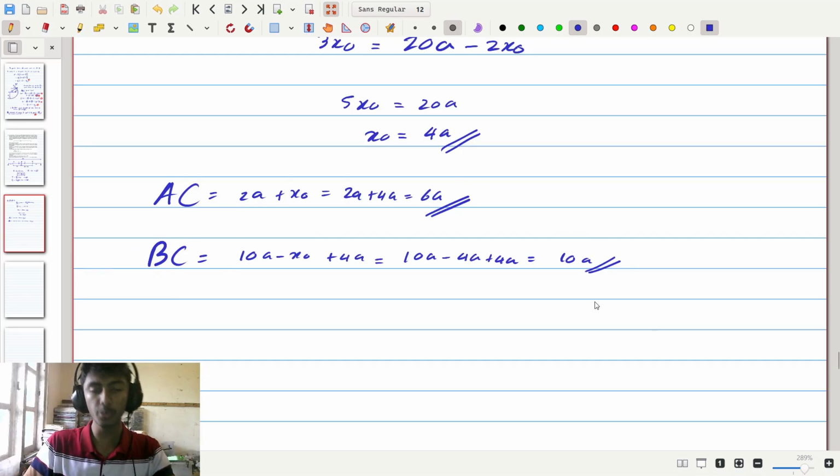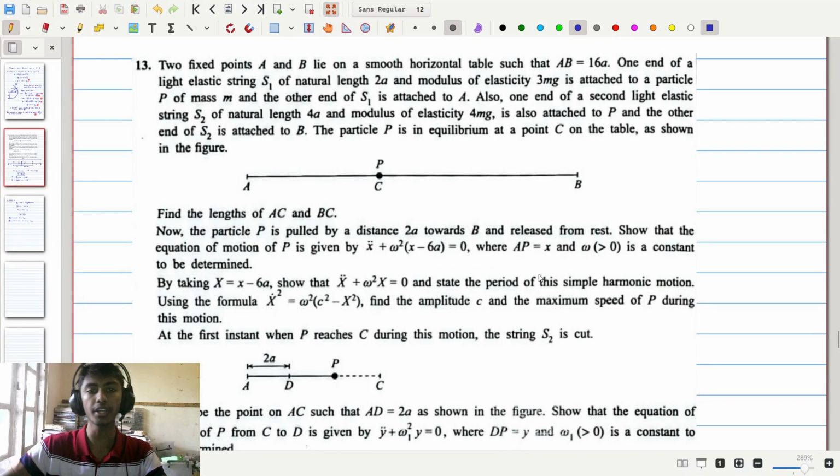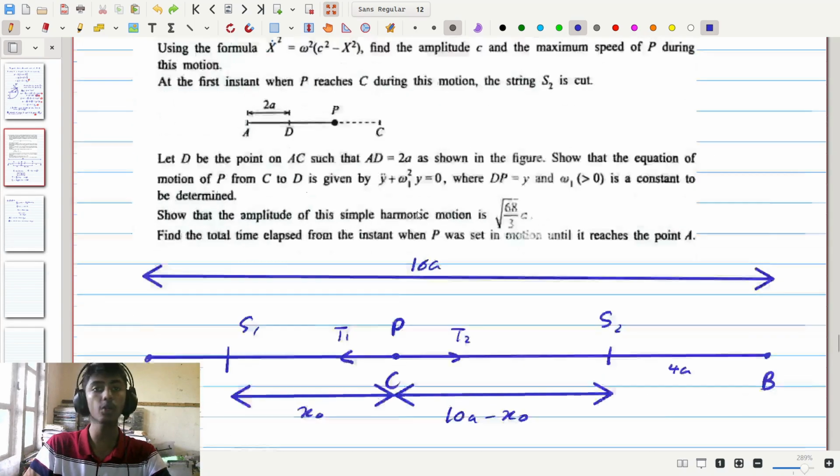Now in the next part of the question, we displace the particle from that equilibrium point C by a distance of 2a towards B. So from this point we pull it over here, where this distance is 2a. Then we release it from rest, and we have to show that the equation of motion of P is given by x double dot plus omega squared times (x minus 6a) equals 0, where AP is the distance x. So the distance from A to the point P is going to be x.